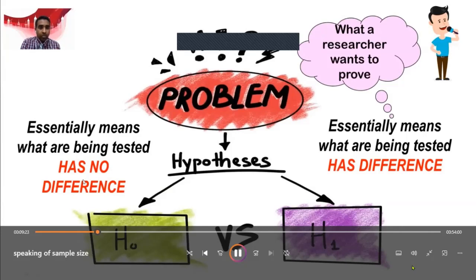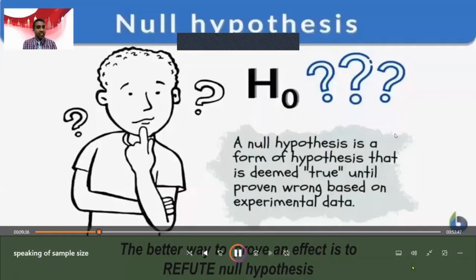Okay, so we are not going to prove the alternate hypothesis. We are going to reject the null hypothesis so that the alternate hypothesis will be automatically proved. So in general, a null hypothesis is deemed to be true. Whenever you write a statement of null hypothesis, we have to think that null hypothesis is true, and we have to do the experiment. And based upon the experiment results, we have to either accept the null hypothesis or reject the null hypothesis.